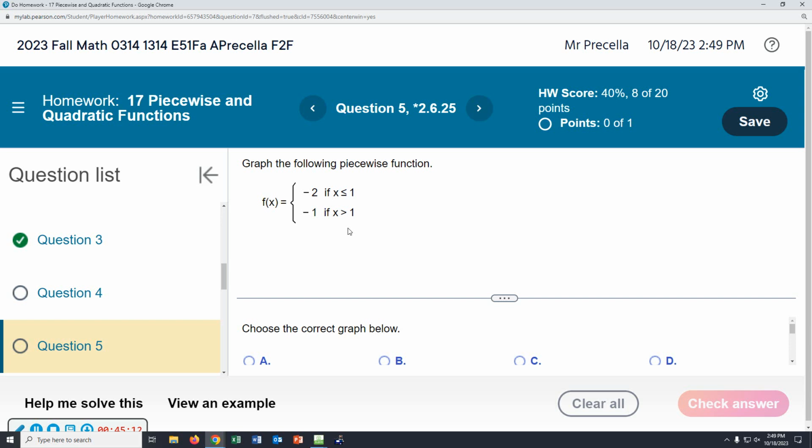F of x equals -2 if your x value is less than or equal to 1, and it's a -1. I think I'll use blue.